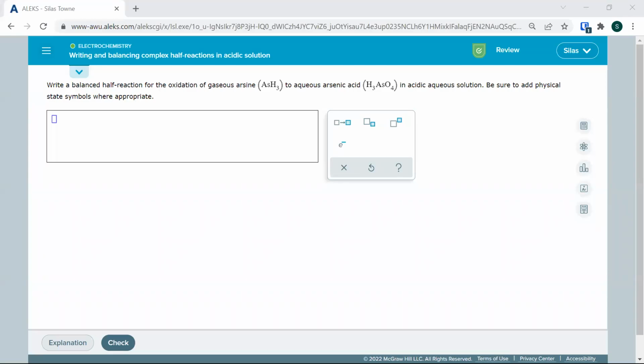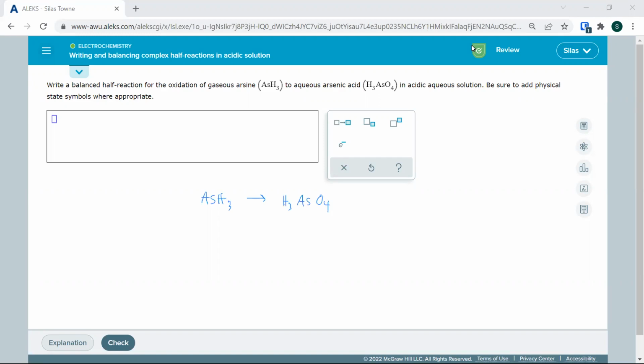All right, let's look at writing and balancing a half reaction in acidic solution. In class, we did a full reaction, a little more complex than this. Here we're just looking at the half reaction, and that's given to you. So you see AsH3 going to H3AsO4. First thing we've got to do is balance this, right?